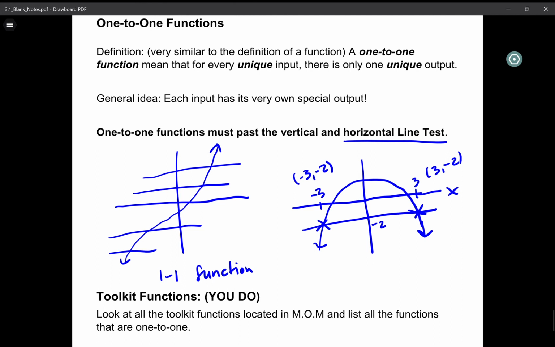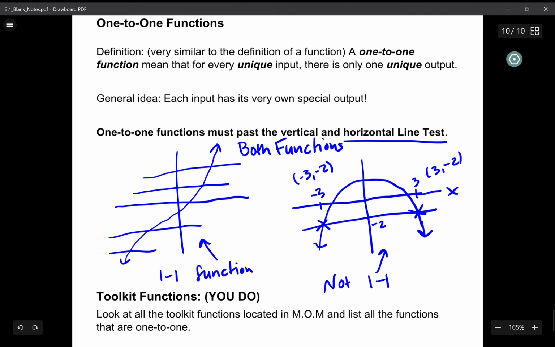So don't get that confused with all functions. One-to-one functions are a special subset of functions that pass the horizontal line test as well. To be a function, you only need to pass the vertical line test. So both of these are functions, but only this one is one-to-one. This is not one-to-one, still a function.